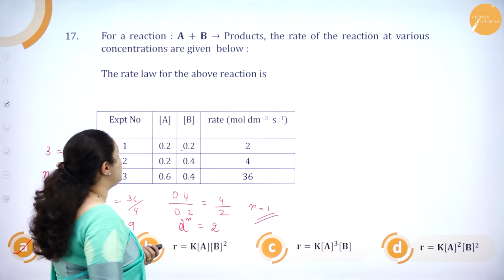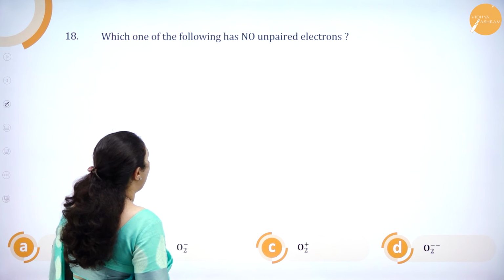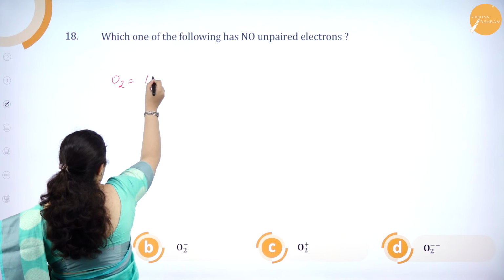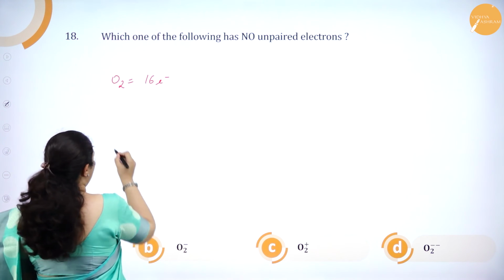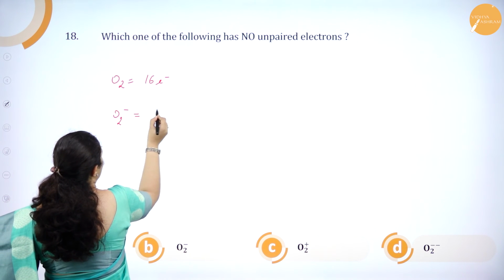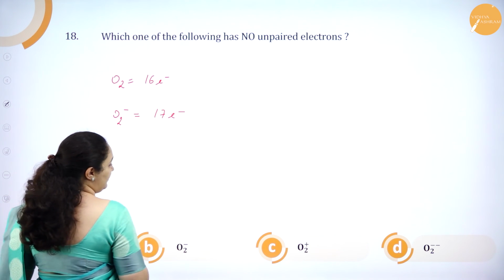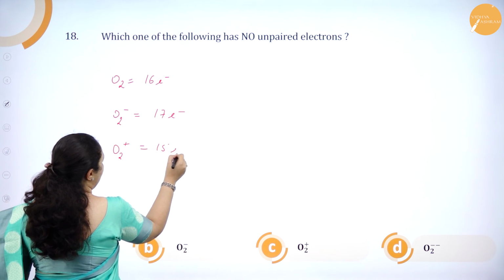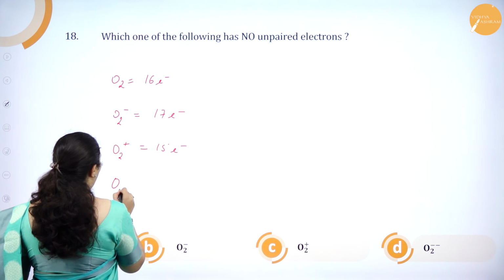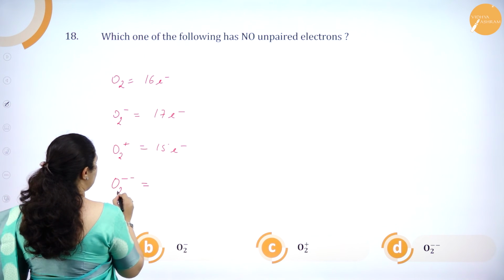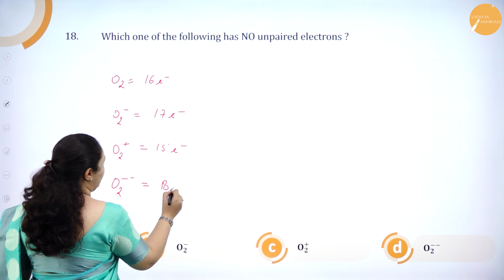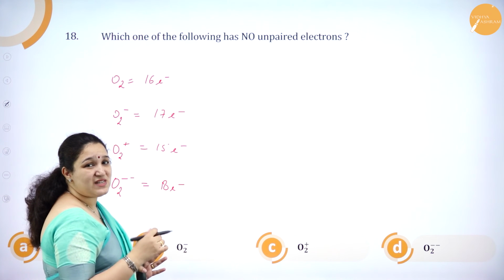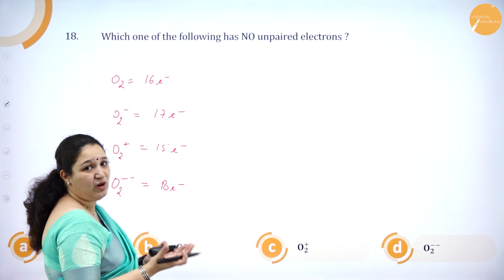So we'll see the next question. Which one of the following has no unpaired electron? Oxygen has got 16 electrons. Option B is O2 minus. It has got 16 plus 1, 17 electrons. O2 plus has got 15 electrons. Then we have O2 minus minus. That means 16, 17, 18, 18 electrons. Now, which has no unpaired electron? Which is diamagnetic? That is no unpaired electron.